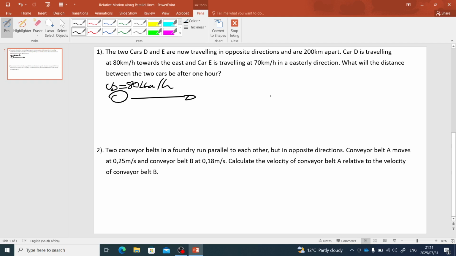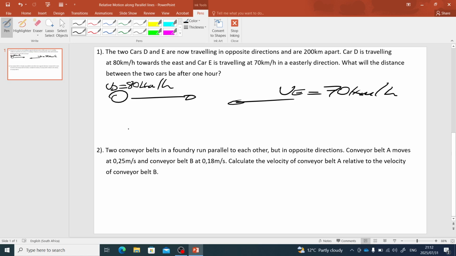Then they are saying towards east. And car E is traveling at 70 kilometers per hour in the westerly direction. We know that westerly direction is the direction from east to west. That means car E is heading that direction. VE at what speed? 70 kilometers per hour. Now we know that car E will cover 70 kilometers in an hour. That's what this SI unit simply says.